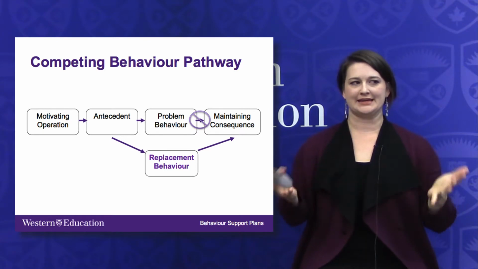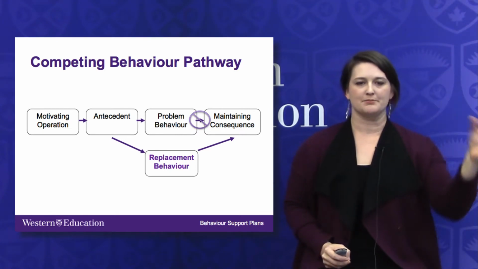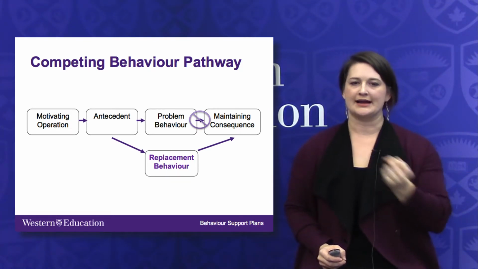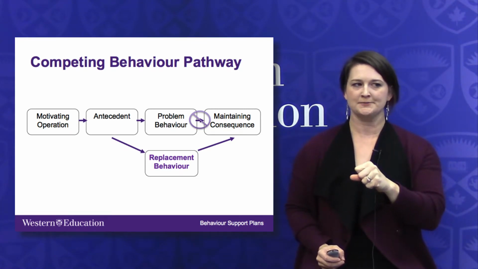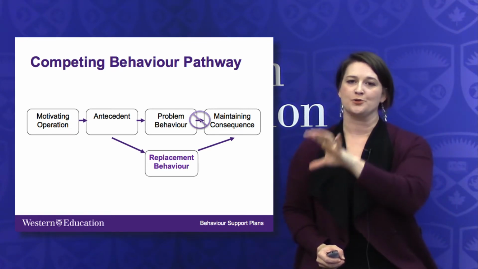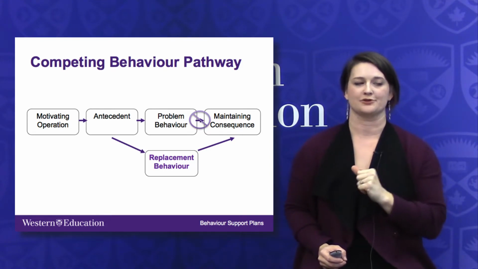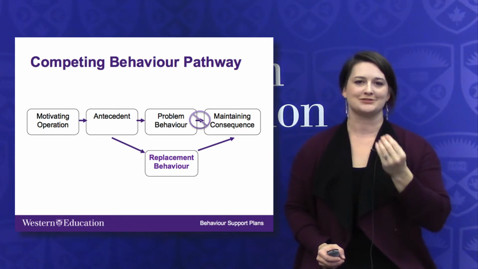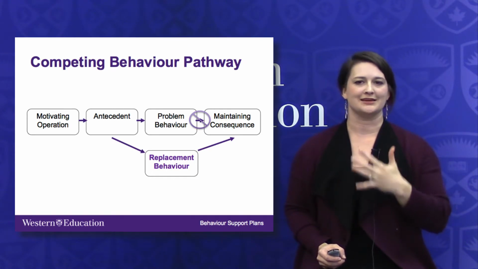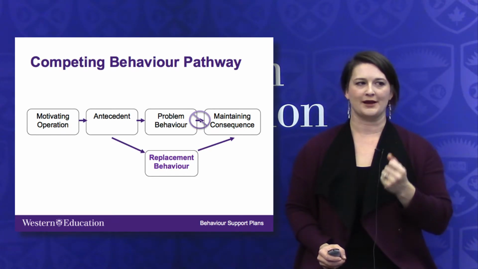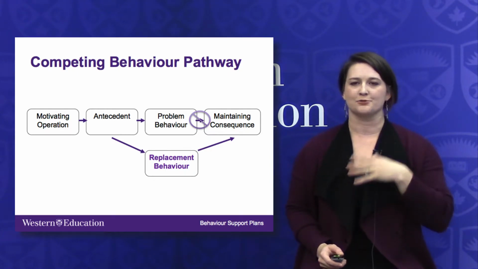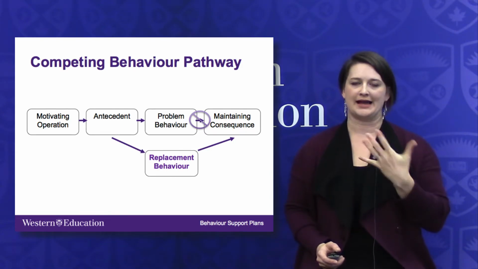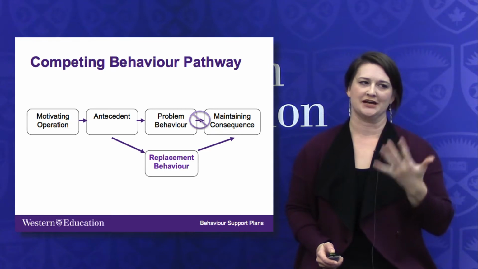We call this a competing behavior pathway. So we talked about the motivating operations, the setups for a behavior. We talked about the things that come before it and how it triggers or sets off a problem behavior, and how they access that consequence that increases that behavior in the future. What we want to do is find replacement ways for them to access those same consequences, those same things that they enjoy and love, in more appropriate ways. So we're going to replace the problem behavior with something more appropriate for that social situation. And we're going to prevent them from accessing that consequence when they engage in the challenging or problem behavior.